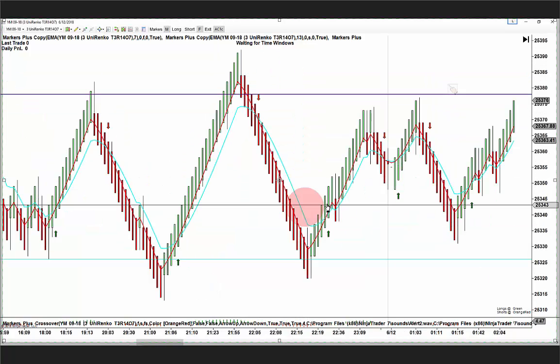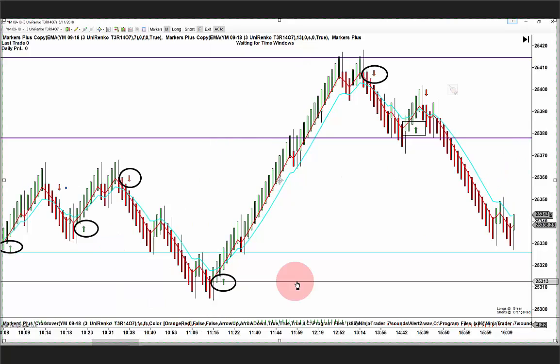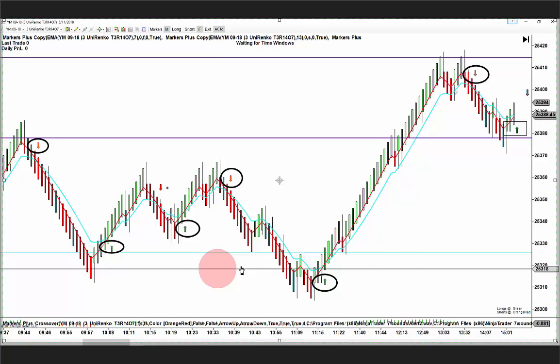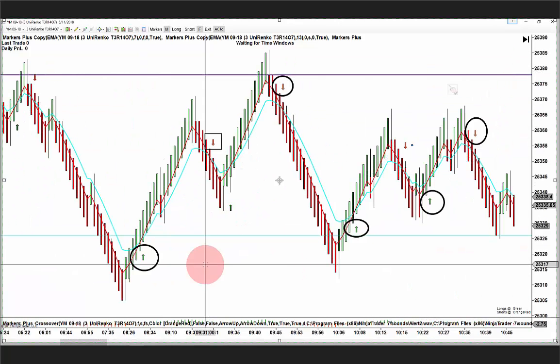this system, man, kicked some tail this week. 1, 2, 3, 4, 5 and 1 and a break even. 6, 7 and 1 and a break even. 7, 1 and a break even.